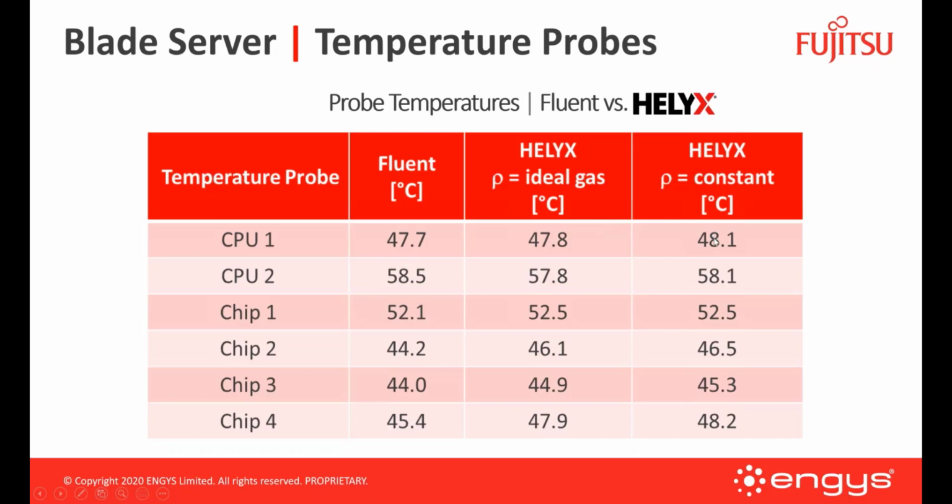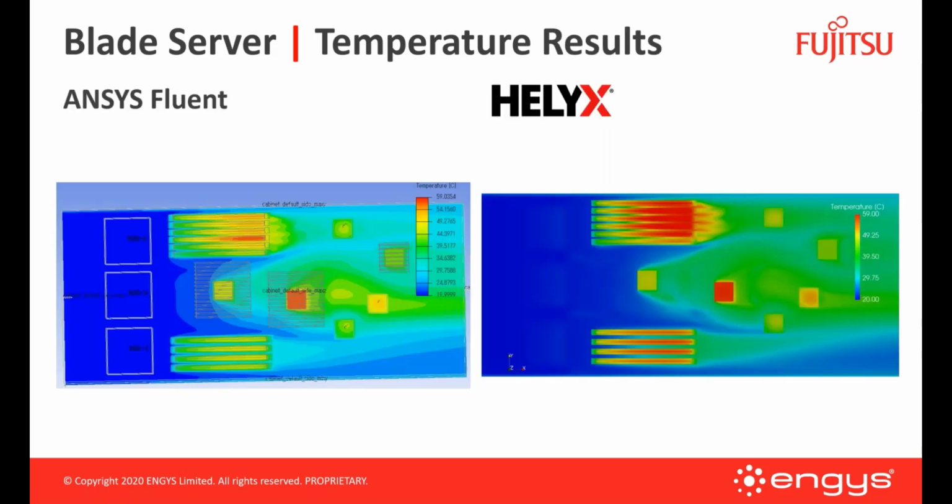Here we can do a little comparison side by side of the Fluent results versus the HELYX results. And we can see if we look at 59 degrees Celsius, here we've got around 59 degrees Celsius. So the peaks are about the same. We can see a little bit of a difference in the distribution.